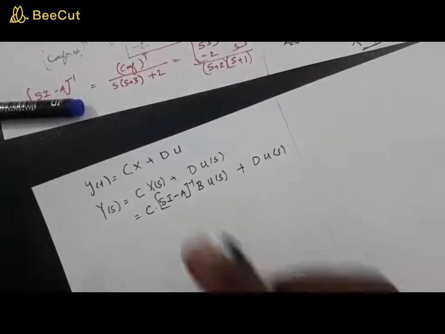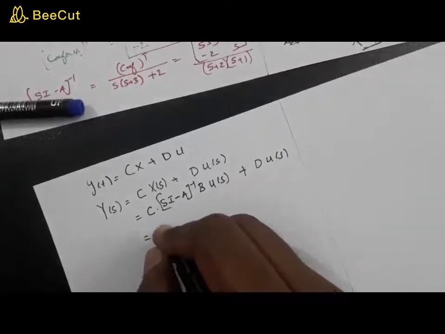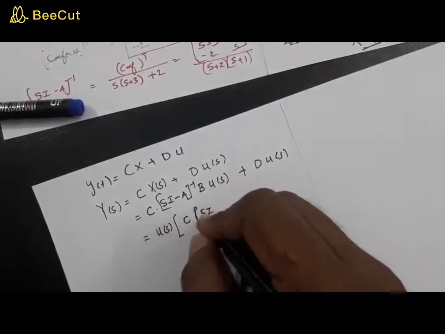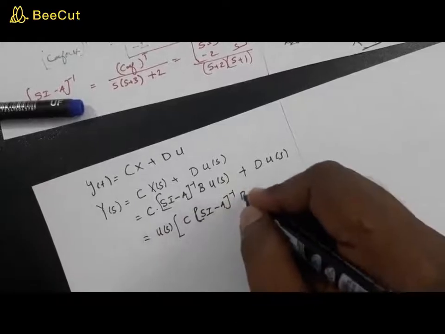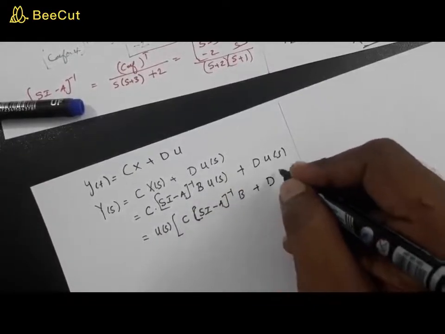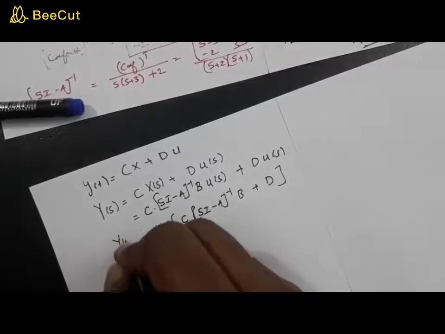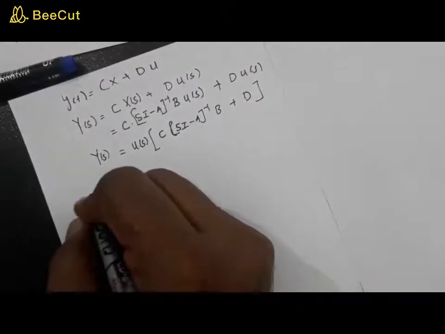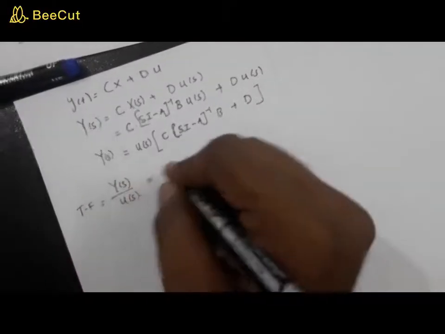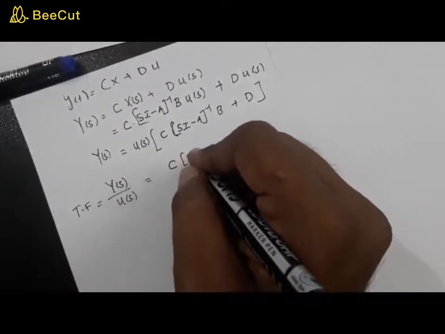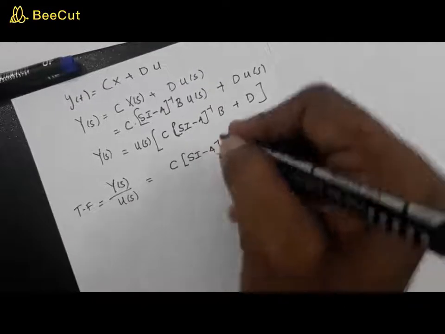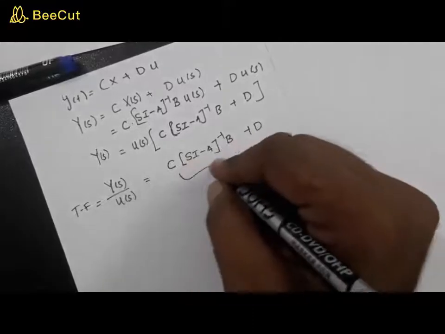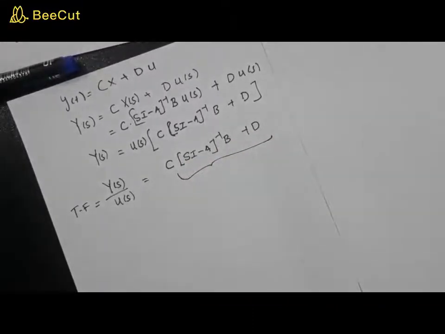Okay, so you can take this U(s) outside. Taking U(s) outside, you will get C(sI - A)^-1 B + D = Y(s) over U(s). What is Y(s) to U(s)? It is actually your transfer function, which is given by C(sI - A)^-1 B + D.